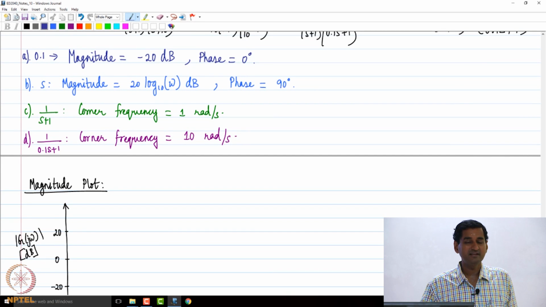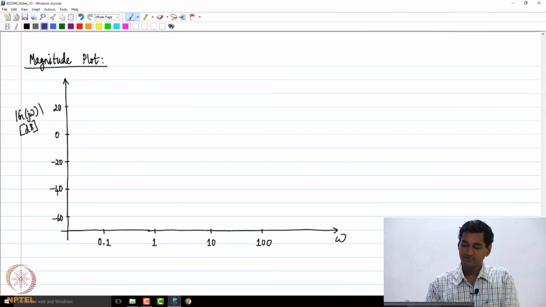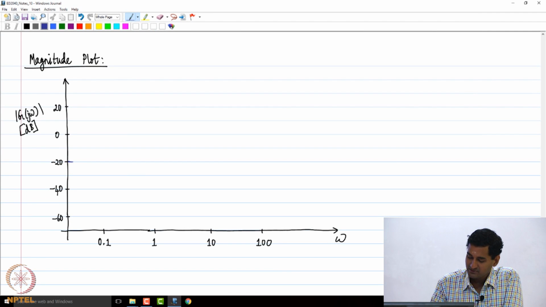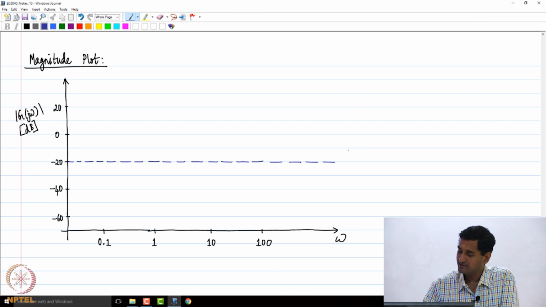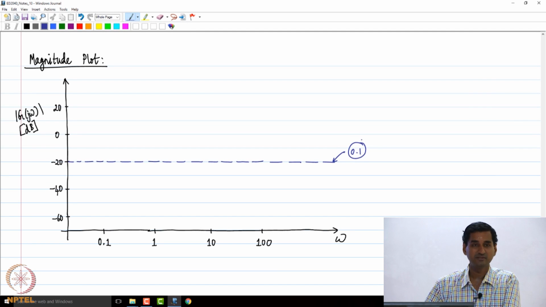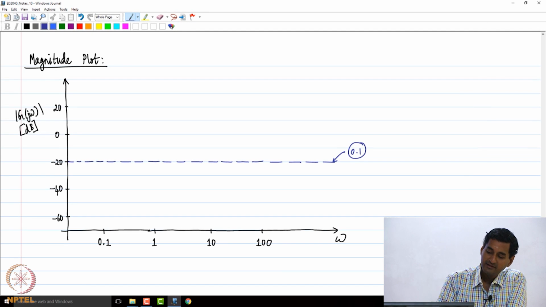So obviously that will remain the case irrespective of the frequency. So what can you say about the magnitude plot of 0.1? It's just going to be a horizontal line at minus 20. So this is the magnitude plot of 0.1, at minus 20.